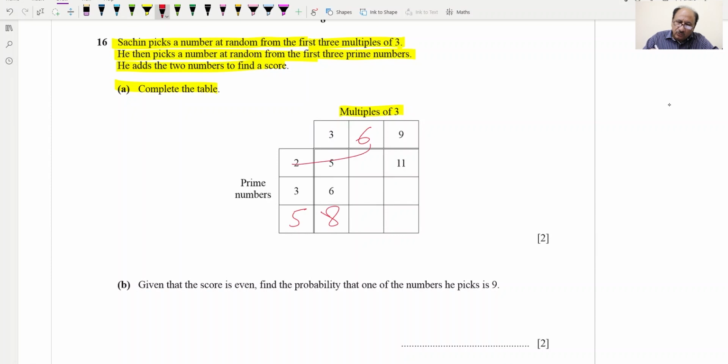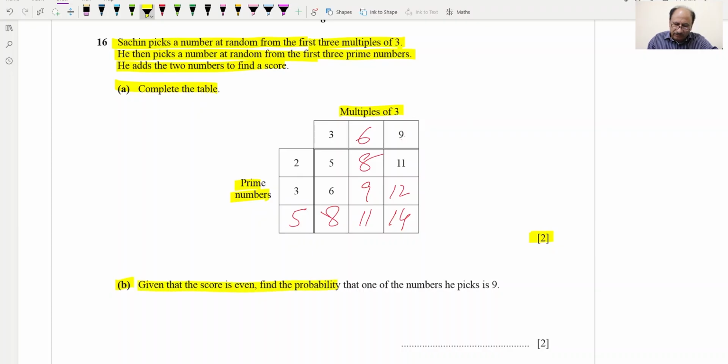Similarly, 6 plus 2 will be 8, and 6 plus 3 will be 9, and 6 plus 5 will be 11. Similarly, 9 plus 2 is 11, and 9 plus 3 will be 12, and 9 plus 5 will be 14. Now we can figure out the prime numbers. So we have completed the table, basically we are done with the table. This is a 2-mark question which we are done with. Now we can go to the B part.